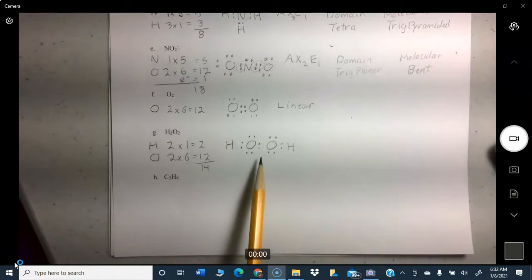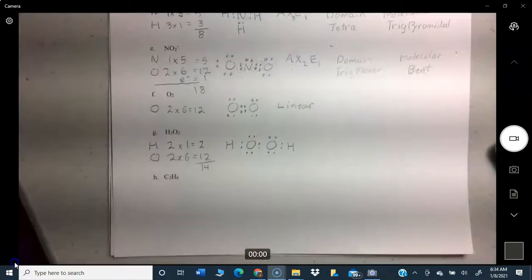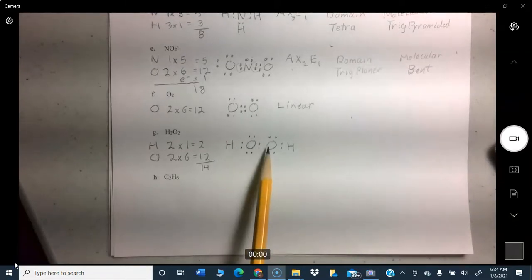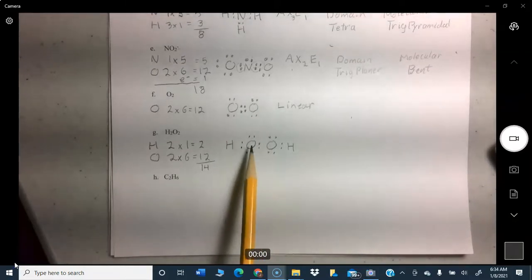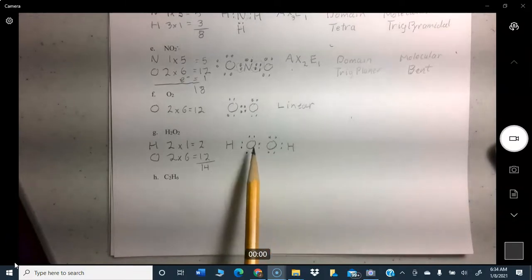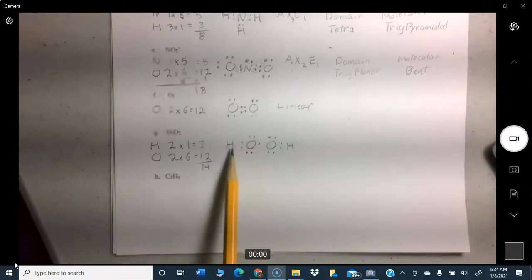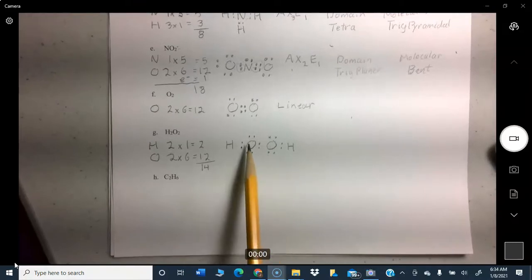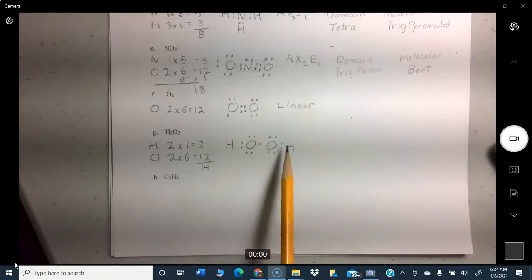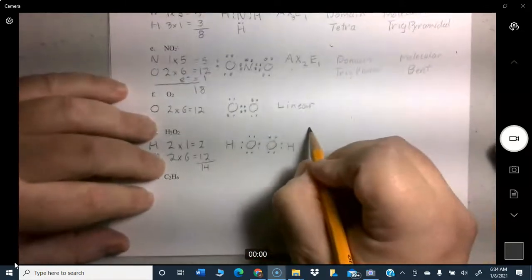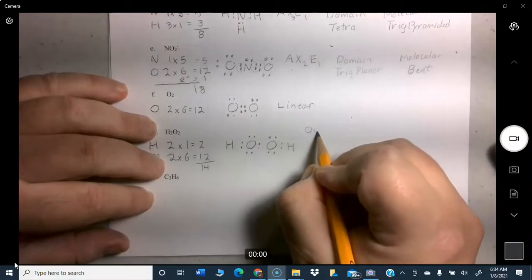Okay, so what you have here is 2 possible sets of 3 atoms. So 1, 2, 3, and then starting on this side, 1, 2, 3. So that means you can have an angle here between these 3 and then a different angle between these 3. So let's do the oxygen on the left.